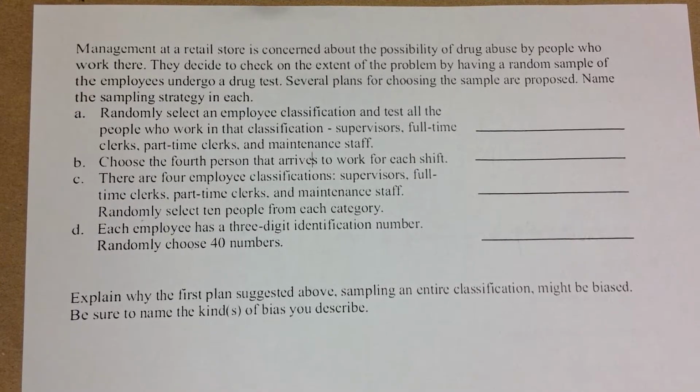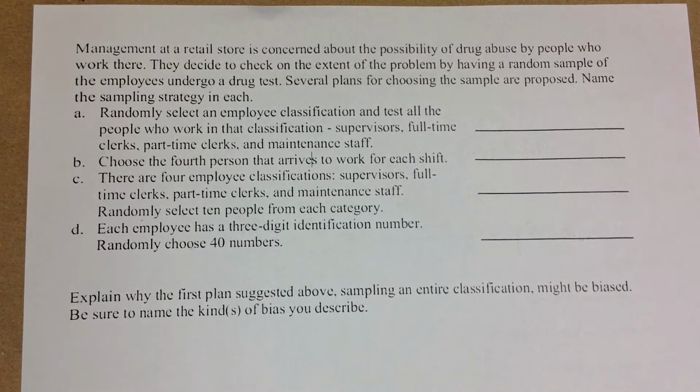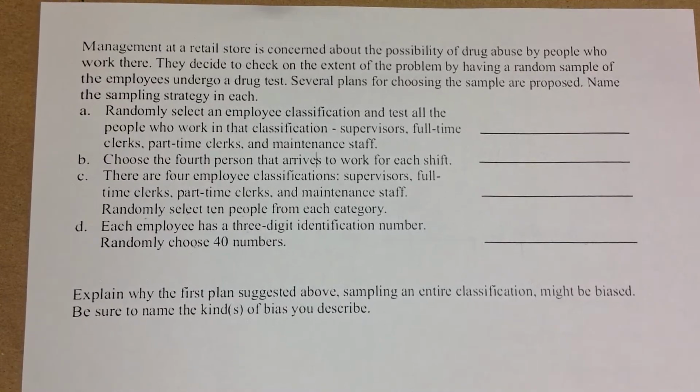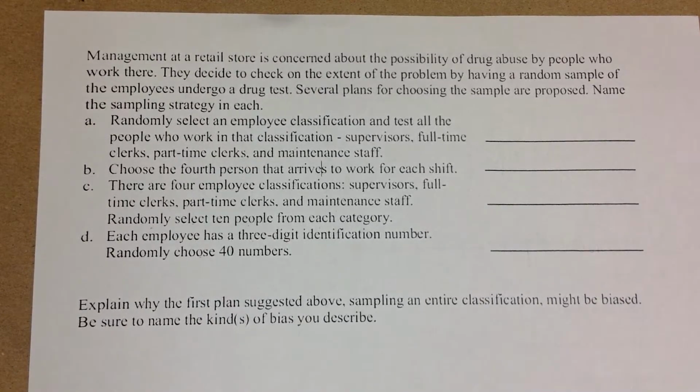For Part A, randomly select an employee classification and test all the people who work in that classification. The classifications are supervisors, full-time clerks, part-time clerks, and maintenance staff. So think about the sampling methods that we learned about in this class and choose one that you think corresponds to this. And we'll ask Sarah at random, which one do you think this is? Okay, well, tell me the ones that you've learned.